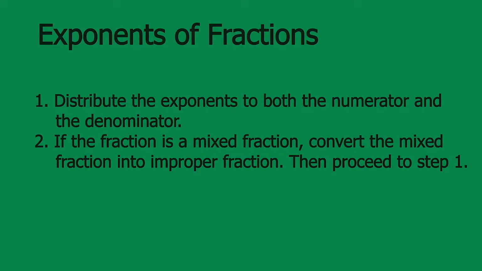In order to do so, it's actually quite simple. When you look at the fraction with the exponents on the outside, the first thing you're going to do is distribute the exponents to the numerator and the denominator. Now, the second thing is that if it happens to be a mixed fraction, you're going to have to convert that mixed fraction into an improper fraction, then go back to step one, where you distribute the exponent to the numerator and denominator. Let's begin.